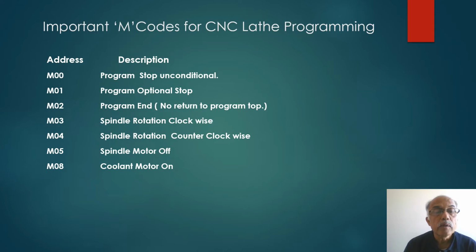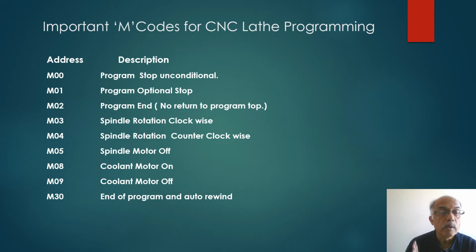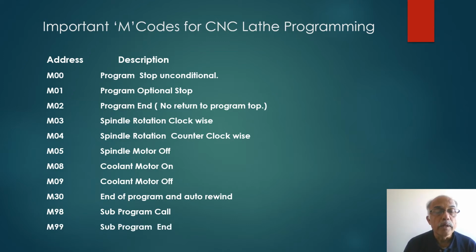M08 code makes the coolant motor on. Coolant motor starts by M08 code. M09 means coolant motor off. M30 is end of program and auto rewind. So cursor will go to the top of program. Again we can start the program beginning. M98 is subprogram call and M99 is subprogram end.